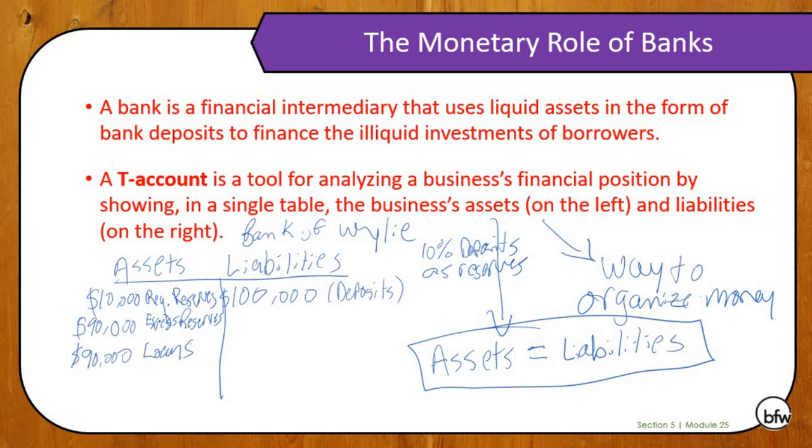But we're not finished yet, because remember, assets must equal liabilities. Well, we have too much going on over here. So we need to subtract that $90,000 from here, and that balances it up to zero. So the Bank of Wiley now has nothing in excess reserves, $10,000 in required reserves, $90,000 in loans, and $100,000 in deposits. So you see how that works? This is, again, just a way to organize the money that's inside the Bank of Wiley.